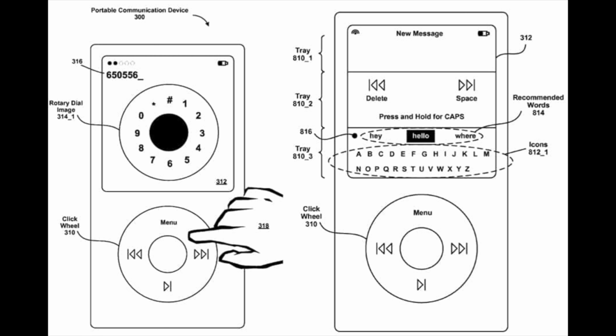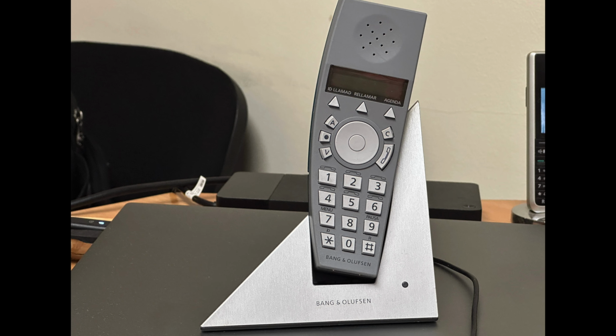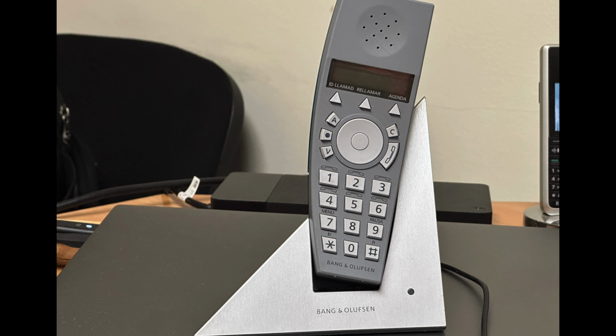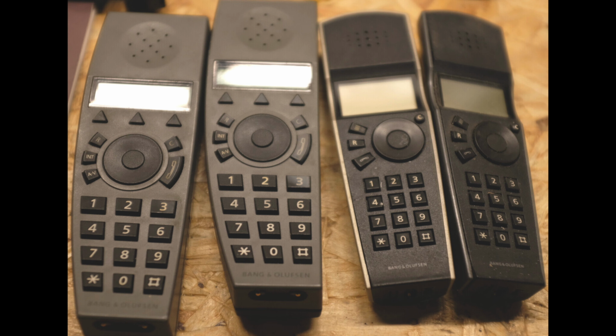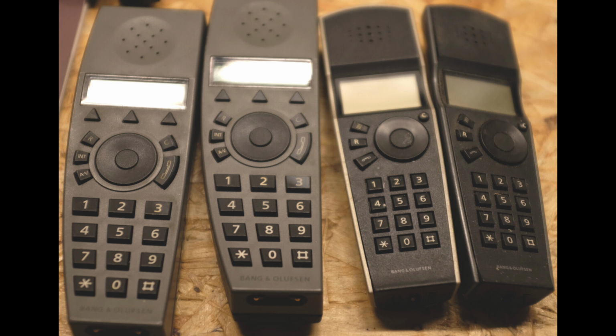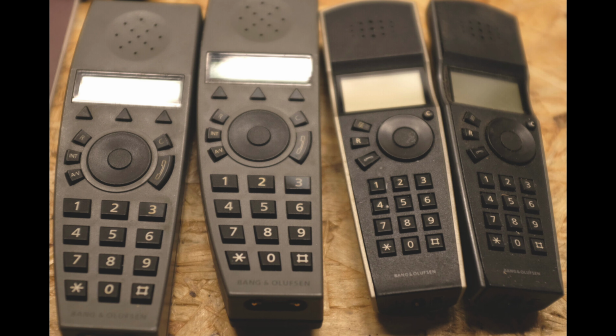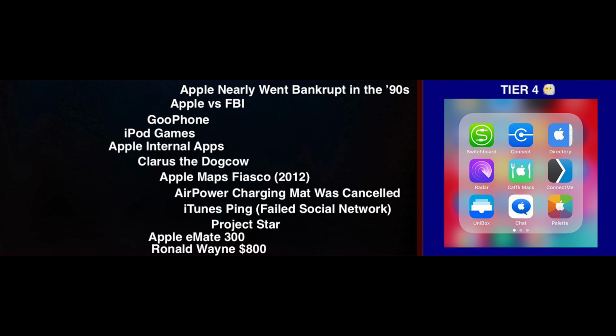The final design, a touch-sensitive scroll wheel, was inspired by the Bang & Olufsen BeoCom 6000 home phone. It's kind of crazy that Apple drew the inspiration from a Danish phone. Tier for obscure and forgotten projects.